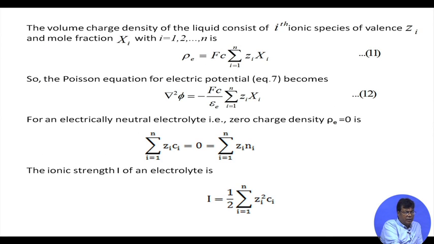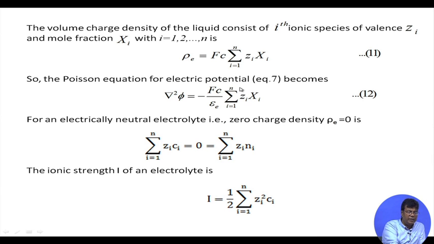Now, charge density is governed by this relation. Each of these ionic species creates a charge which is equal to F Ci Zi, where F is the Faraday constant, Ci is the molar concentration and Zi is the valence, whether it is positive or negative, the number of valence. So, this summation gives the charge density per unit volume of the ionized fluid.